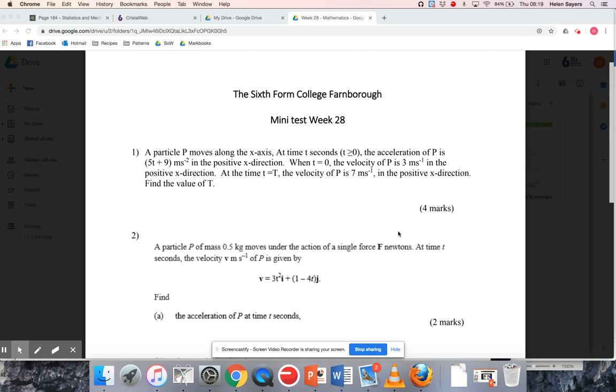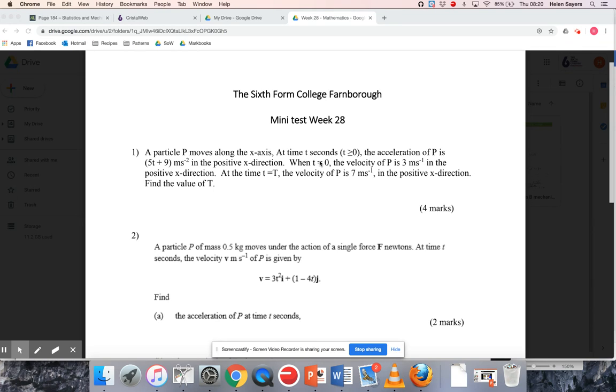Okay, so we're looking at Minitest 28 and we're looking at question 1. So we have P as a particle which is moving along the x-axis, and then we're given the acceleration of P as a function of t. So this is not constant velocity, not constant acceleration, this is variable acceleration. And then we're given some information about the velocity at 2 points in time.